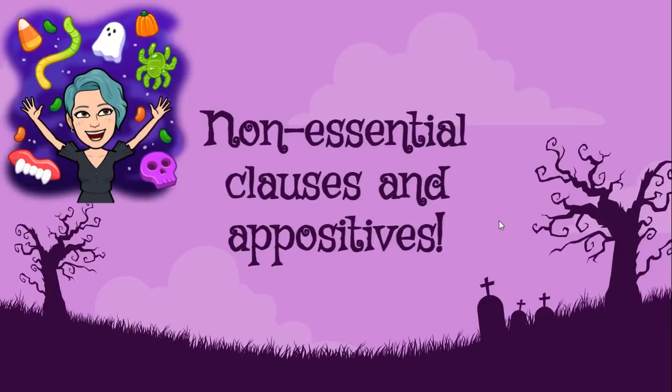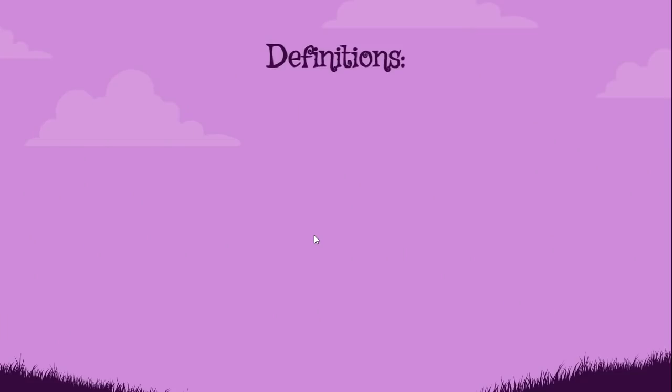Hello, students. Today we are going to be talking about non-essential clauses and appositives. These are some of the most complicated comma rules that we have, but they also make some of the coolest and most interesting sentences that we are going to learn how to write this year. So, buckle in and let's go ahead and talk about some definitions.